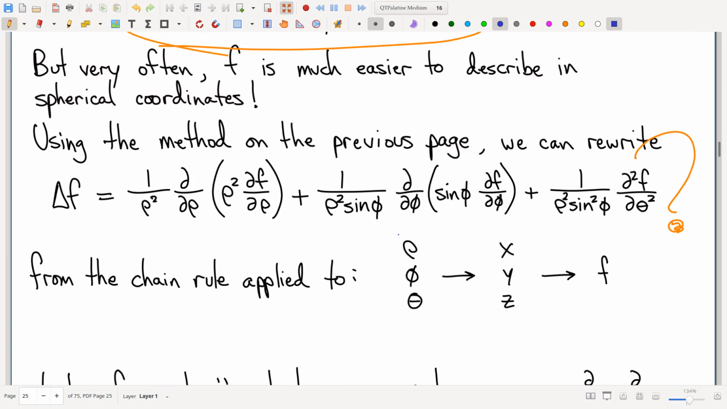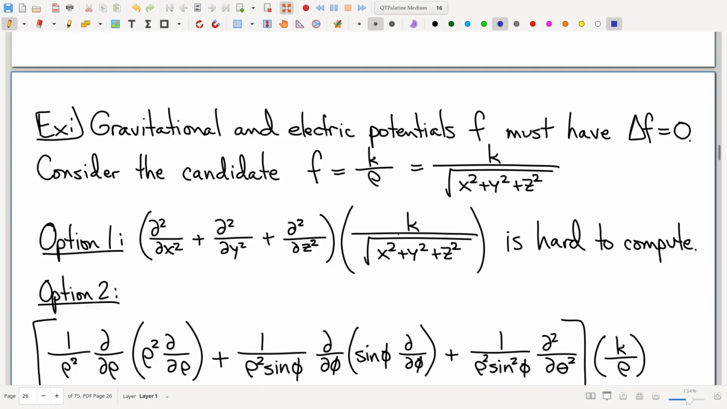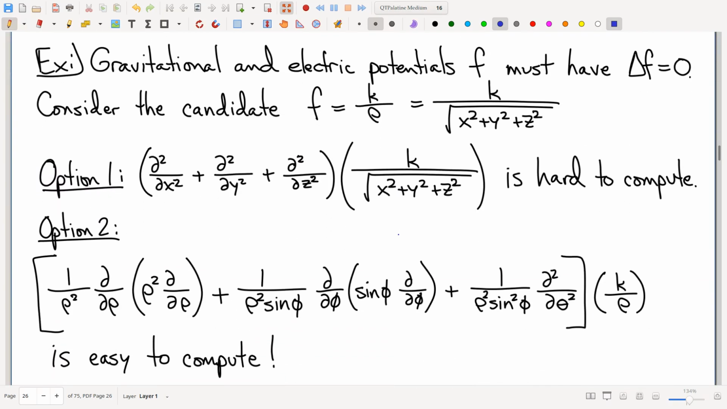Again, there is much, much more algebra in the spherical case, and I don't recommend that you wade through that. But if you're looking for a challenge, I guess you could. But anyway, let's see why we care.